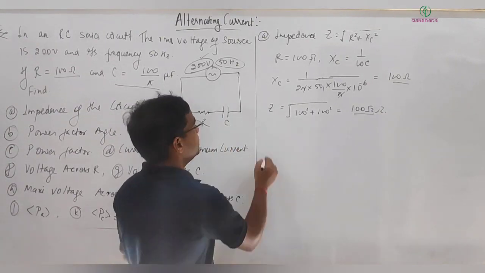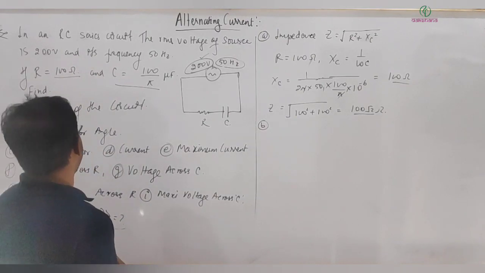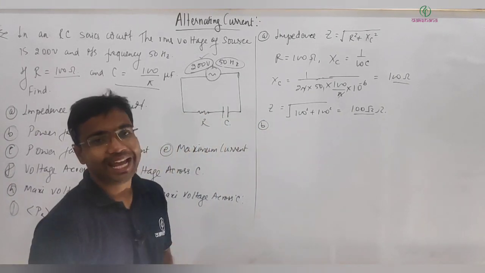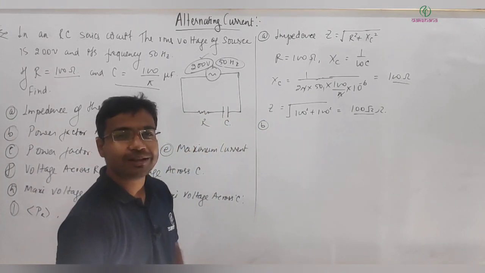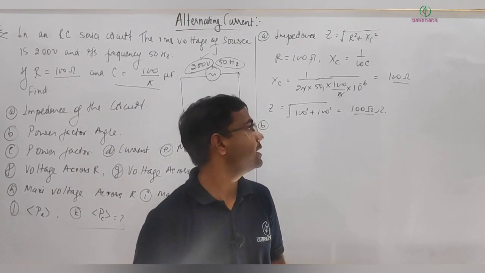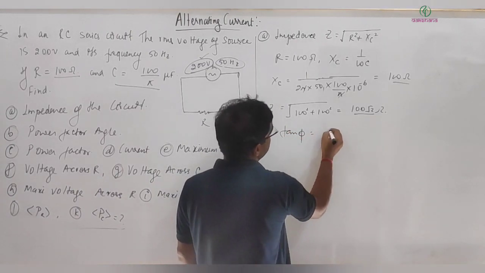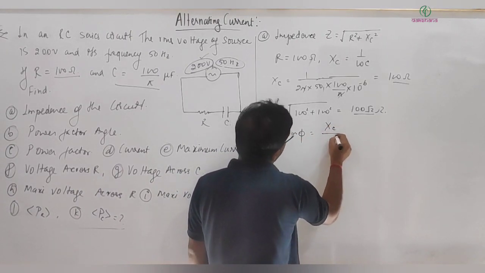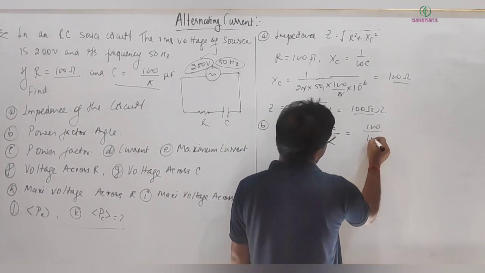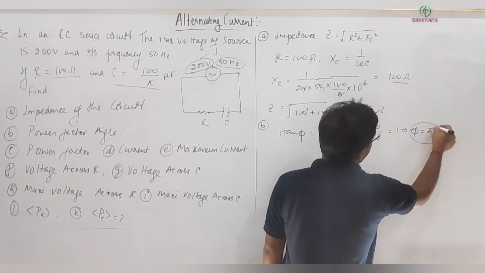Simple, straightforward. B, the power factor angle. When it is talking about angle, you are asked to find the phase angle or phase difference between current and voltage. So it is talking about tan phi, and we know tan phi is equal to XC divided by R. XC is 100 divided by R is 100. This implies phi is equal to pi by 4.